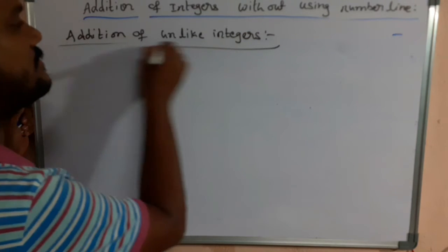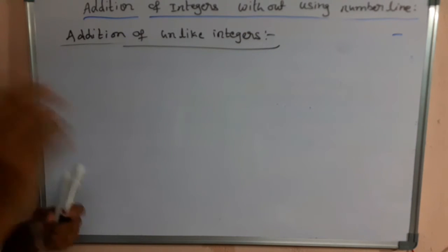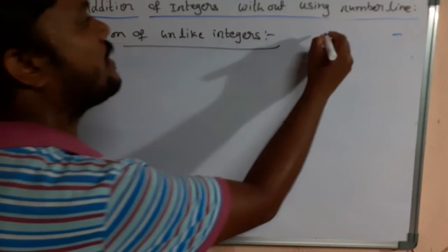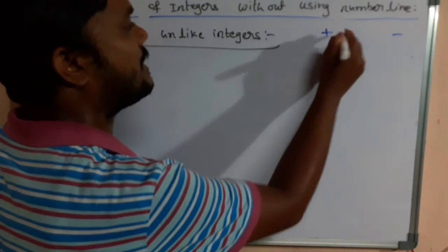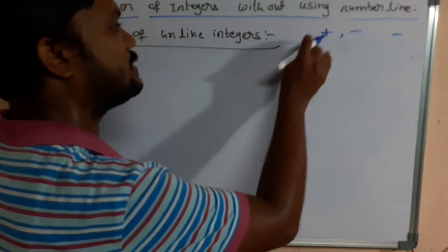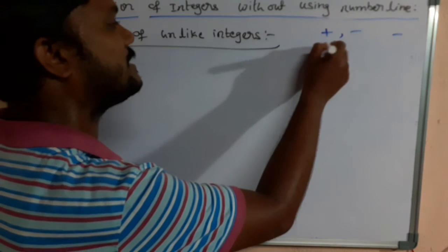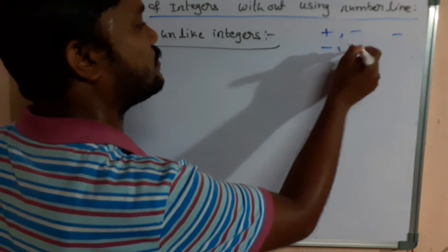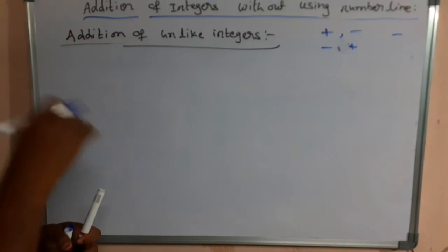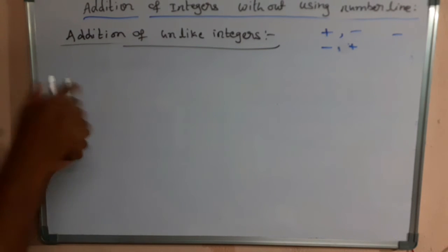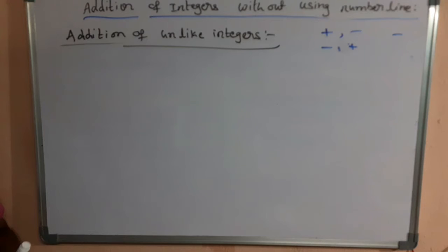Addition of unlike integers means what? Suppose you want to add two numbers, where one is a positive number and the other is a negative number. Either the first is positive and the second negative, or the first is negative and the second positive. If you want to add one positive number and one negative number, we follow this method. We need to determine the difference between their absolute values, and to that difference we assign the sign of the integer with the greater absolute value.